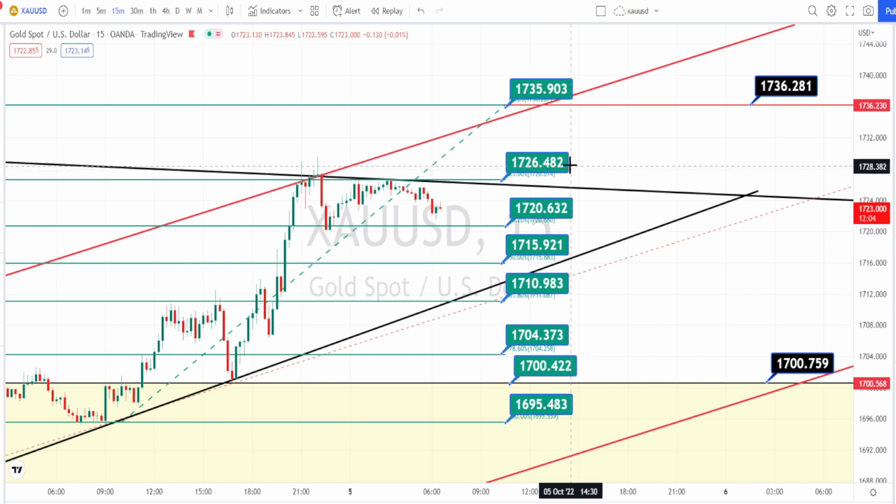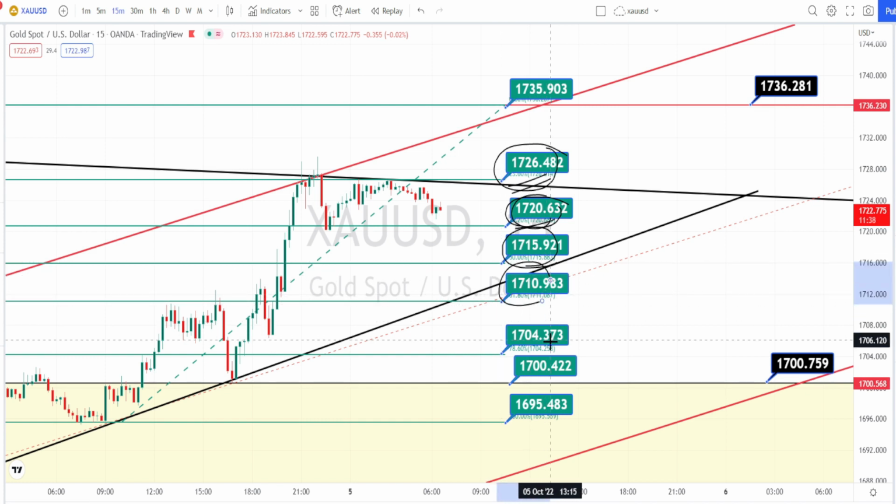So the values within these green color boxes are the resistance and support levels for current price action in 15 minutes time frame. Currently the price action is trading between the resistance level of 1726 and support level of 1720. And if the price action breaks this support level, next level of support is going to be around 1715, 1710, 1704 and 1700.